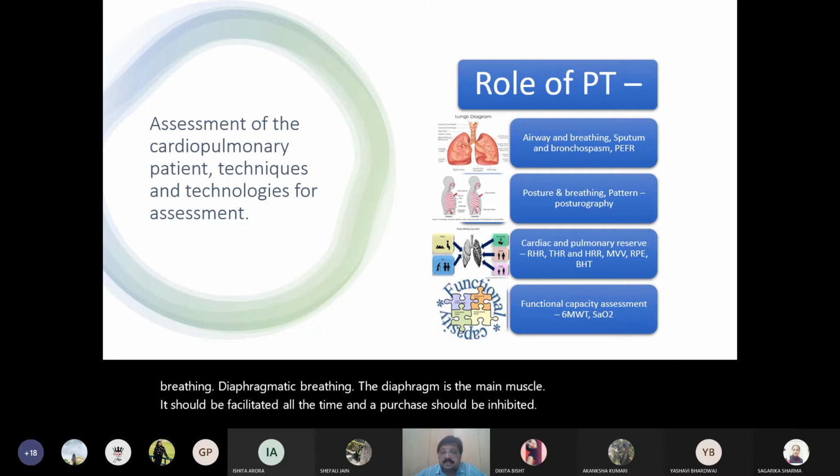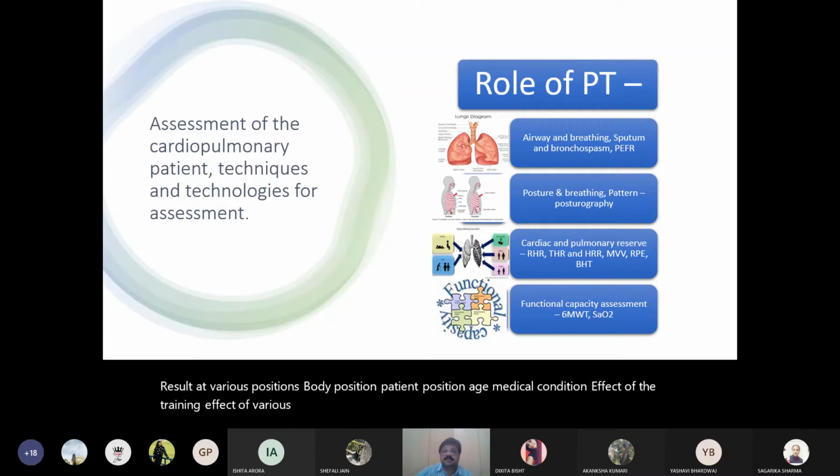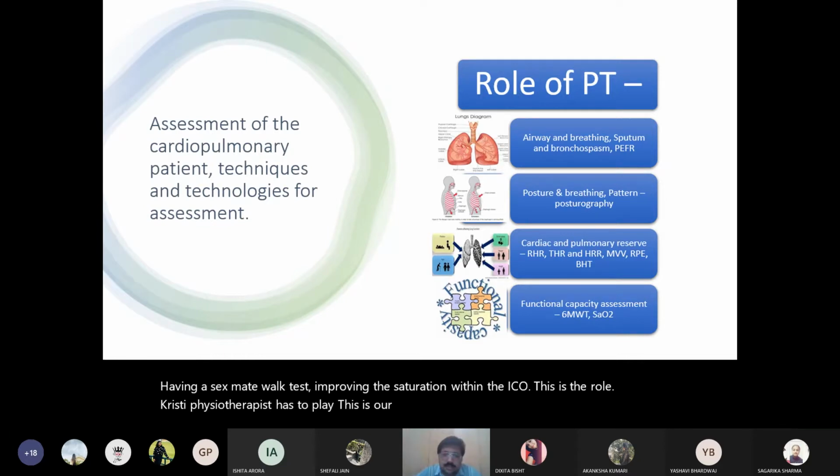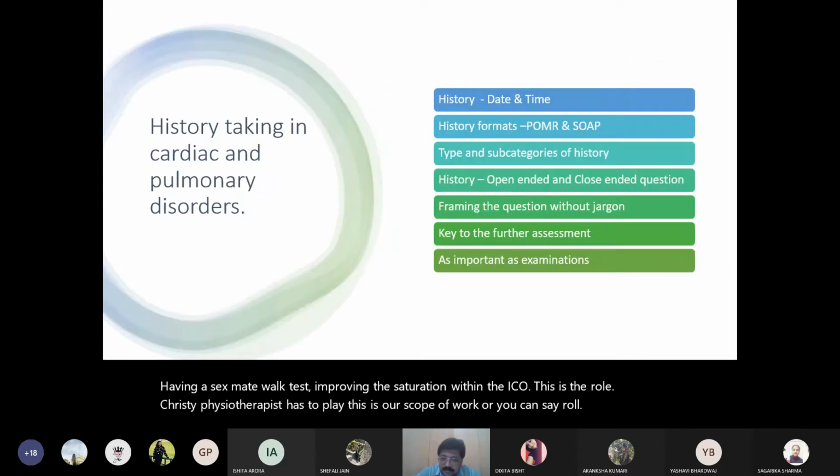Right? So the cardiac and pulmonary reserve at various positions, body position, patient position, age, medical condition, effect of training, effect of various physiotherapy interventions on the reserve, and the functional capacity assessment using a stress test or a 6-minute walk test, improving the saturation within the ICU. This is the role which the physiotherapist has to play. This is our scope of work, or you can say role, at the core.